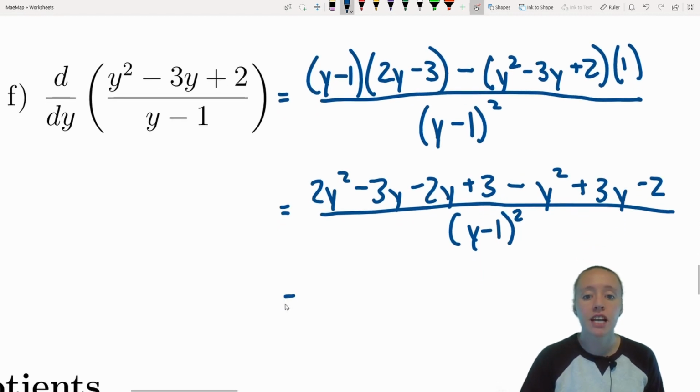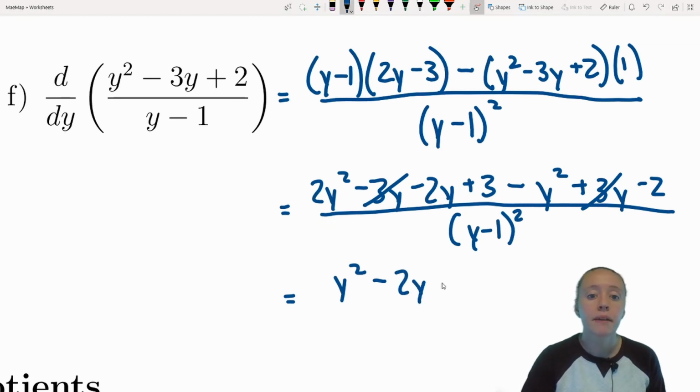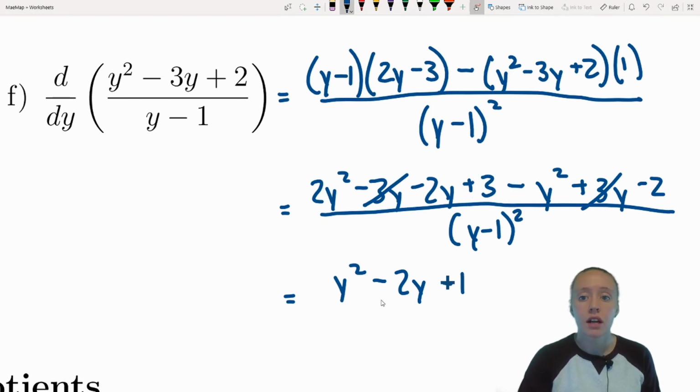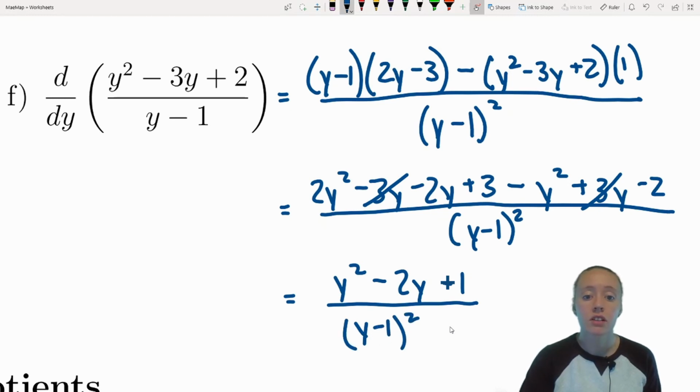Let's continue to simplify this down by combining like terms. 2y squared can be combined with this negative y squared to give me a y squared, and then I'll be subtracting. I have 3y and another 2y, both subtracted, so that's a negative 5y, except then I'm adding 3y to that. So really, this 3y cancels out with this 3y to leave me with just a negative 2y. So minus 2y, and then 3 minus 2, that's going to be 1. And this is all over y minus 1, that quantity squared.